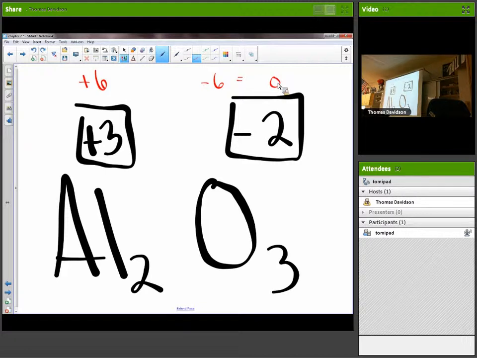0. In an ionic compound, and make sure you realize this is only for ionic compounds. In ionic compounds, they always add to 0. Always. If they don't, then you did it wrong. Now, it's important that you realize ionic compounds have different rules.